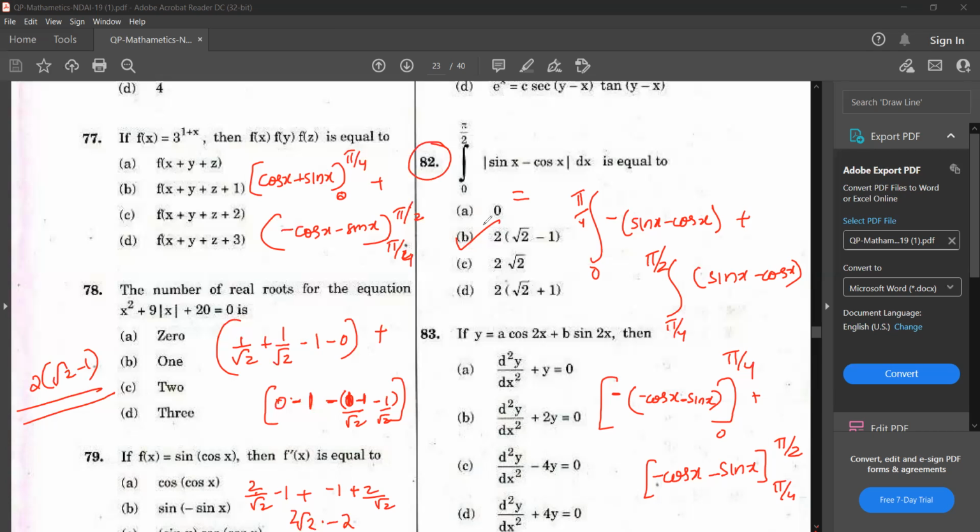So I split the function. I just took the integration. Then I applied the limit. When you apply the limit, just be careful. Signs should not go here and there. You have to carefully put sign. Otherwise, you will not be getting the answer.